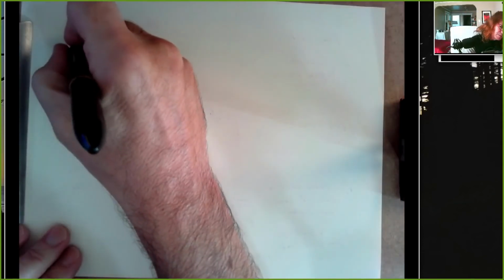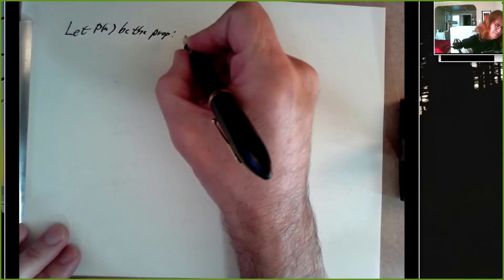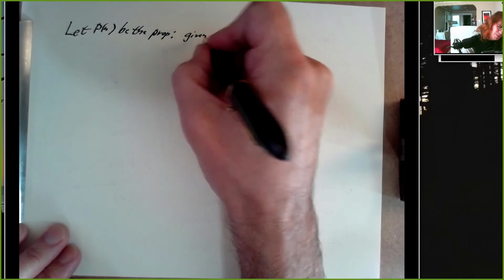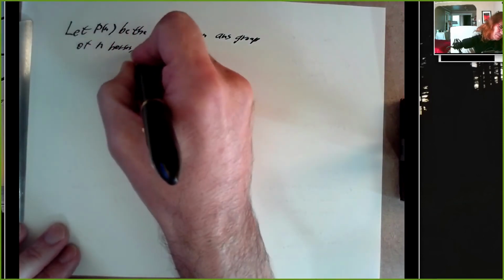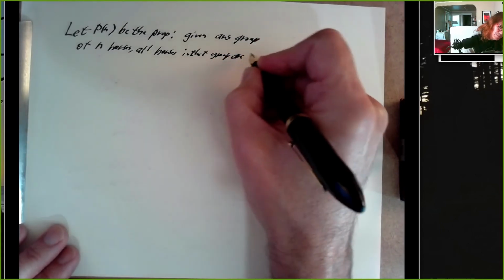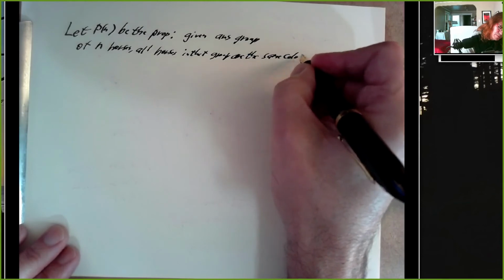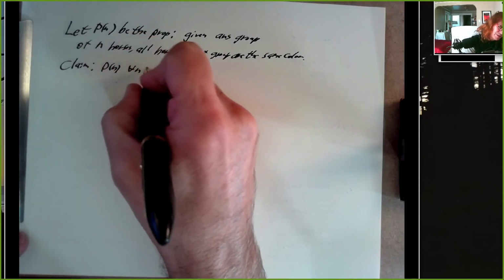All right. So let's prove that all horses are brown using mathematical induction. So I'm going to make a proposition. Let P of n be the proposition: given any group of n horses, all horses in that group are the same color. And I claim P of n is true for all n bigger than or equal to 1.